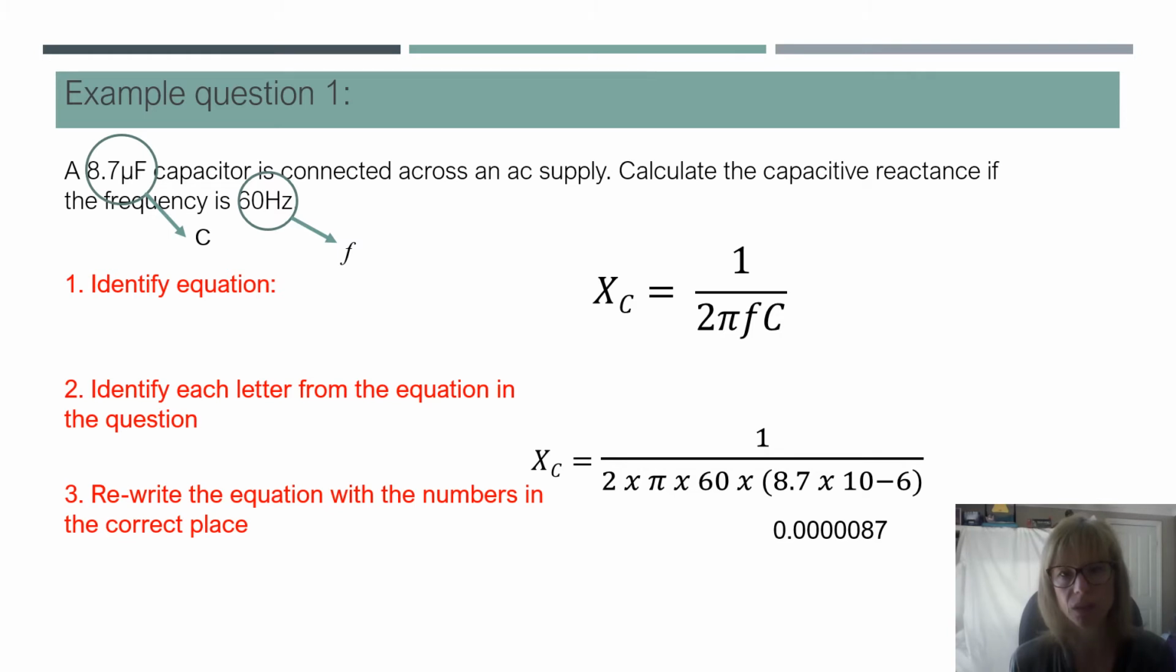Okay, we've got our 1 divided by our 2 times pi times our frequency, which is 60 from the question up here, times our capacitance. Now this 10 to the minus 6, that is micro, microfarads. Milli was times 10 to the minus 3, micro is times 10 to the minus 6, and that simply means we bounce our decimal point 6 places to the left, and that gives us this number here. Okay, so if you put all that into your calculator, you get a capacitive reactance of 304.9 ohms.